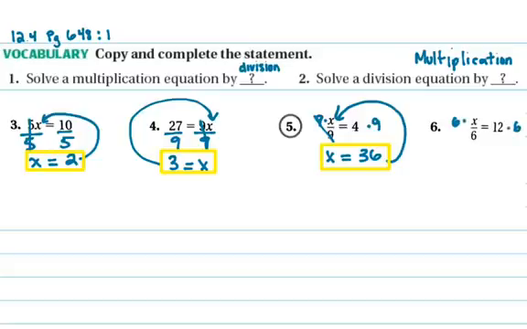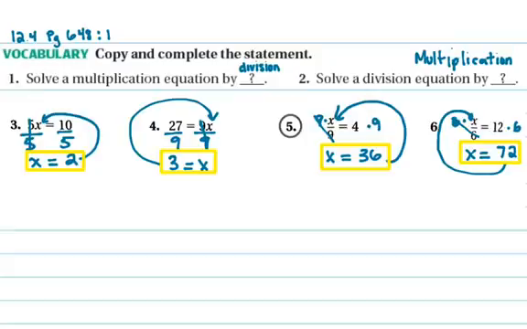Times by 6 on both of them. 6's cancel out. 6 times 12 is 72. Put 72 back in for x. 6 goes into 72 12 times. So that's some basics for today's lesson. Pretty much the same thing.